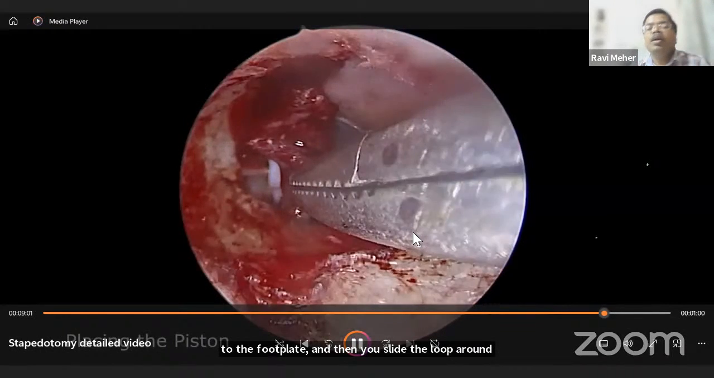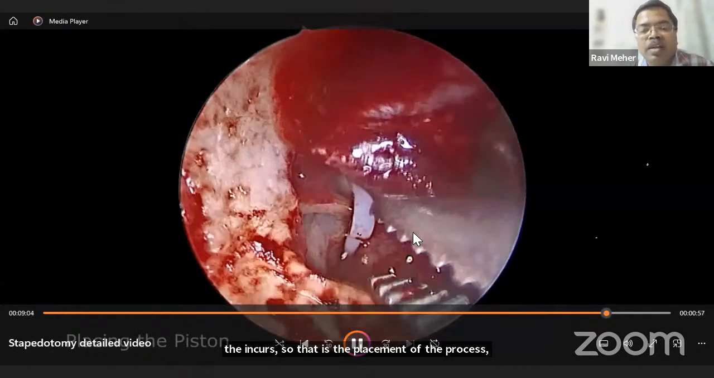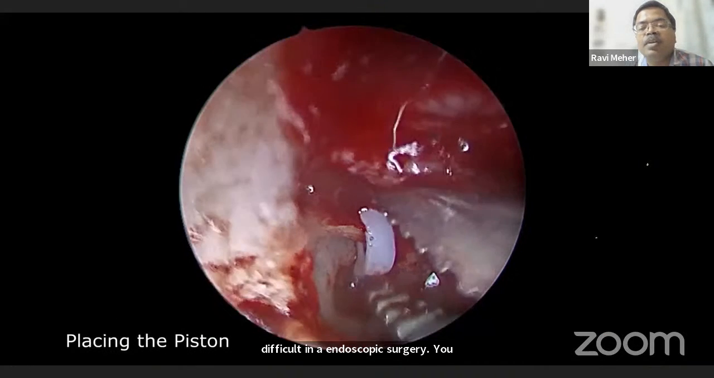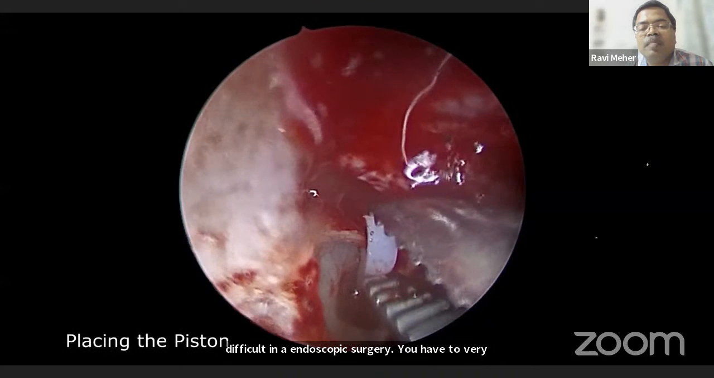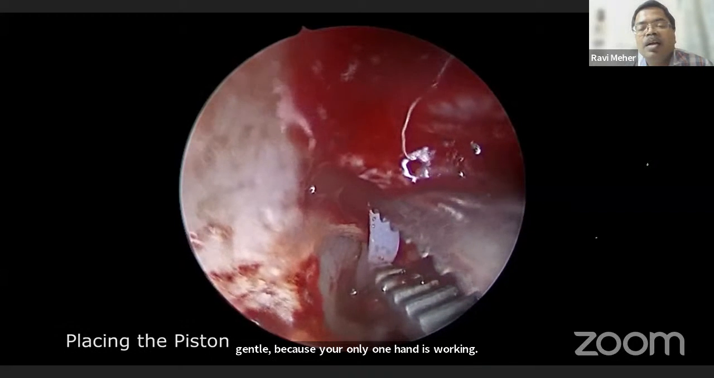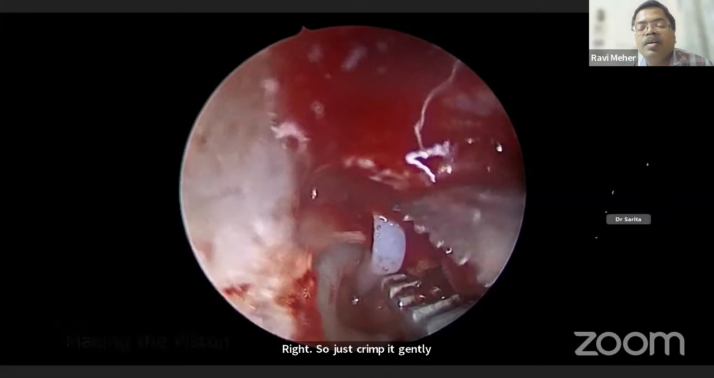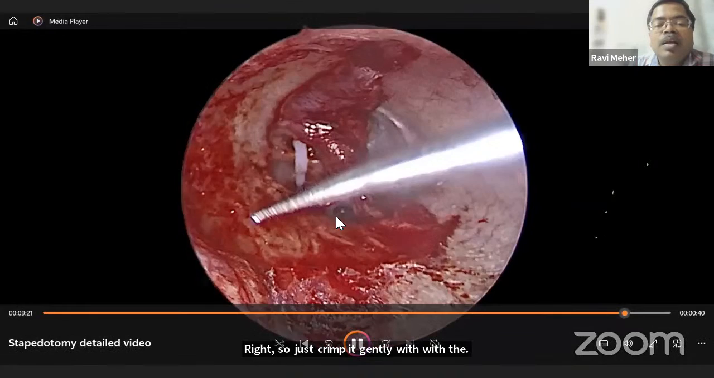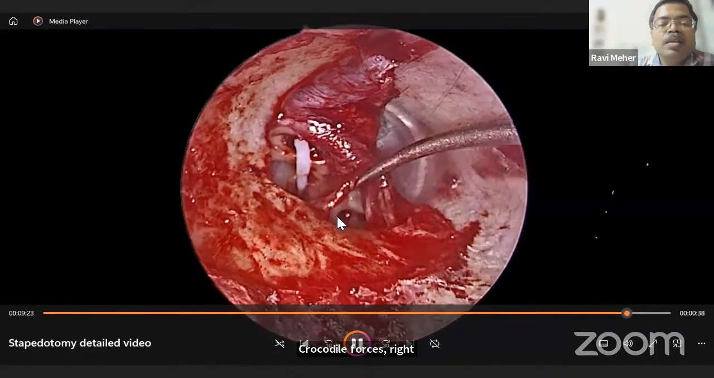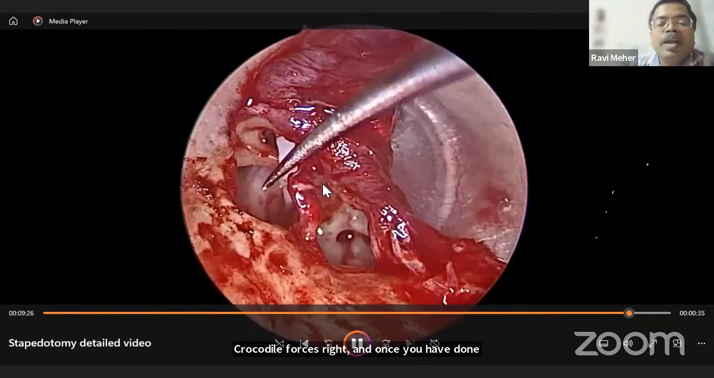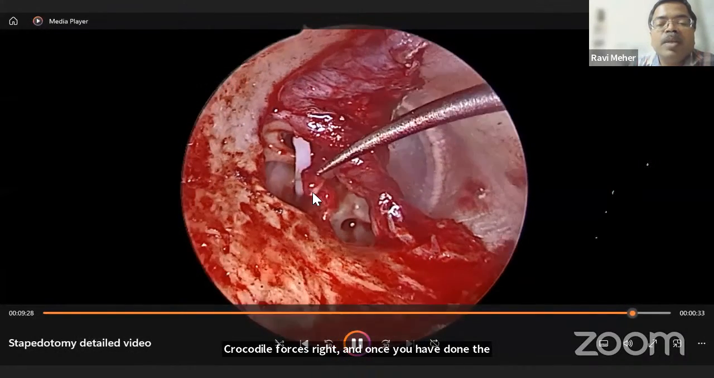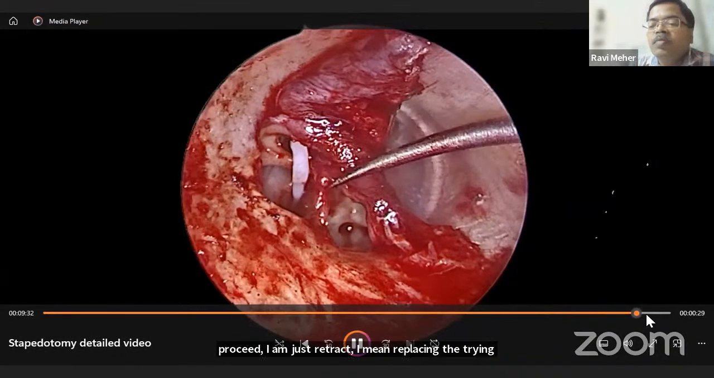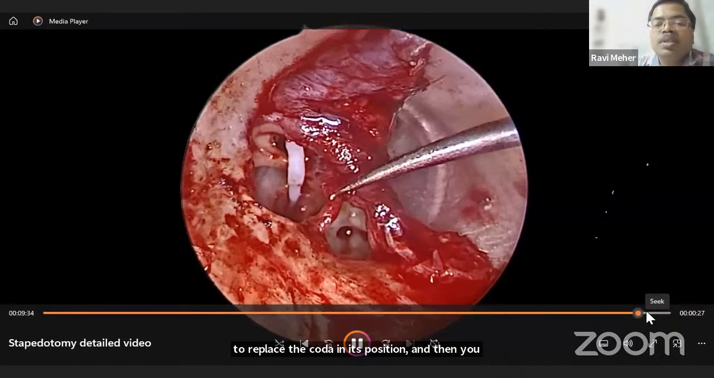And now you have to crimp. Crimping can be sometimes difficult in endoscopic surgery. You have to be very gentle because only one hand is working, right? So just crimp it gently with the crocodile forceps, right? And once you have done the procedure, I'm just trying to replace the chorda in its position, and then you reposit the flap back. So this completes the procedure.